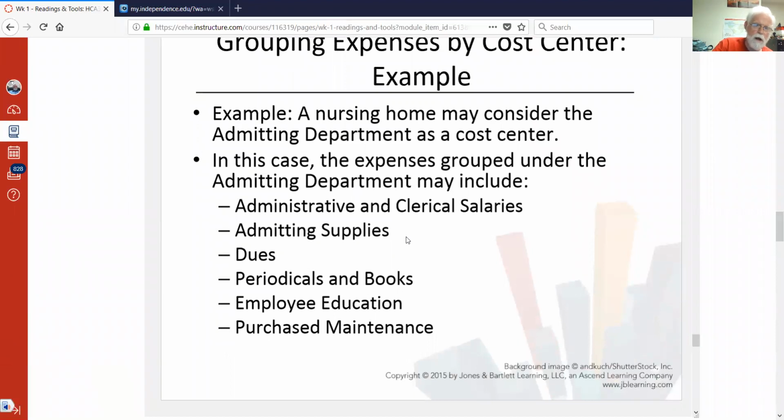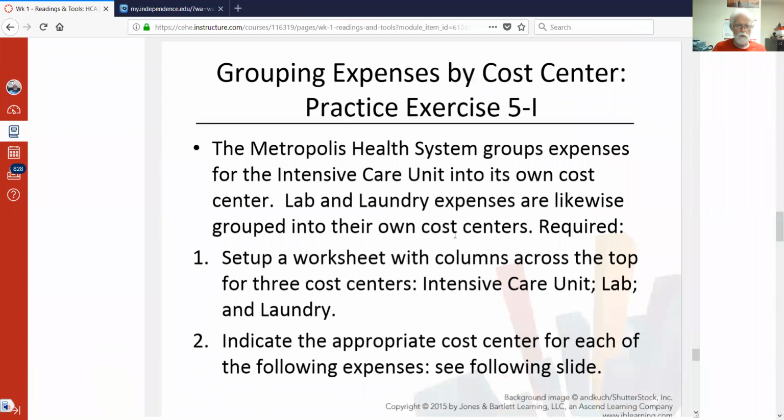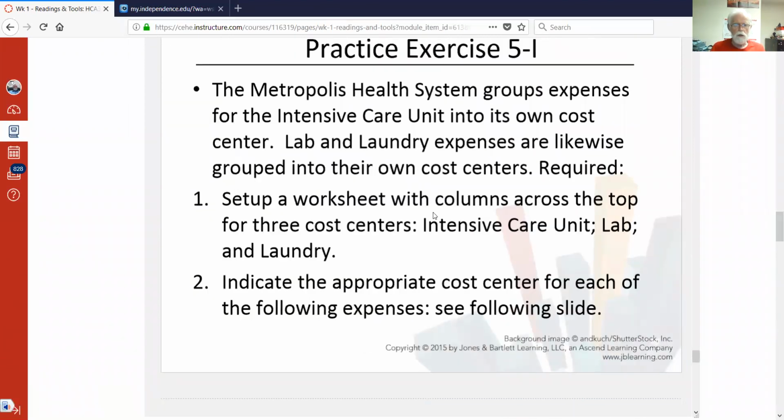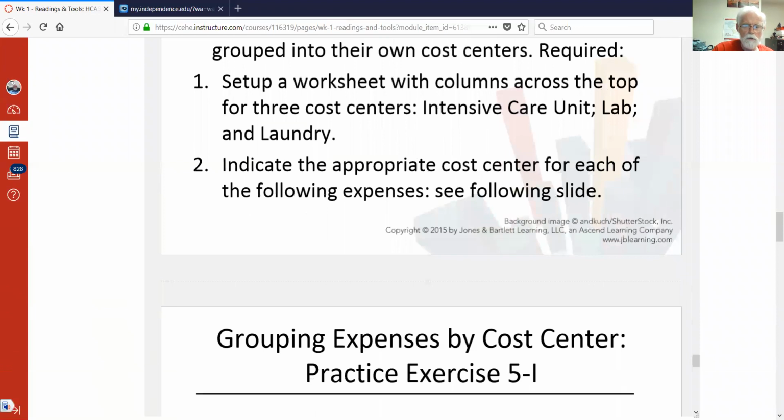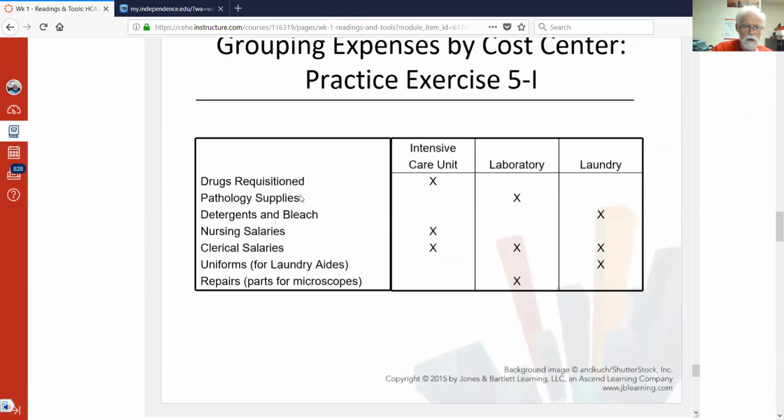So you need to study how the financial records are organized in whatever organization you go to. Look at this particular example of this particular group, MHS. The expense group puts their expenses for the ICUs into its own cost center. Lab and laundry expenses are likewise grouped into their own cost center. So we set up a spreadsheet that looks at that.